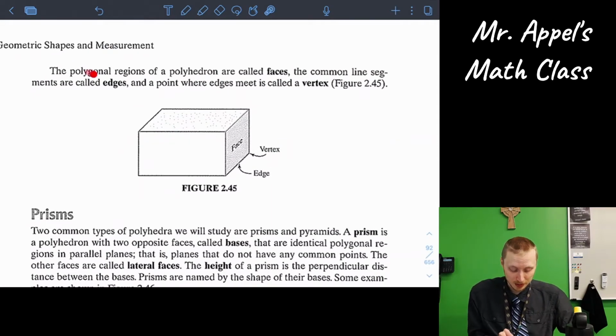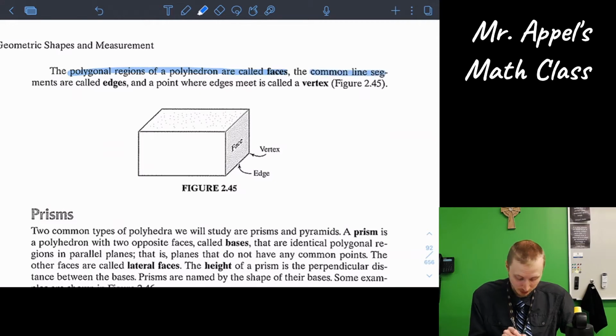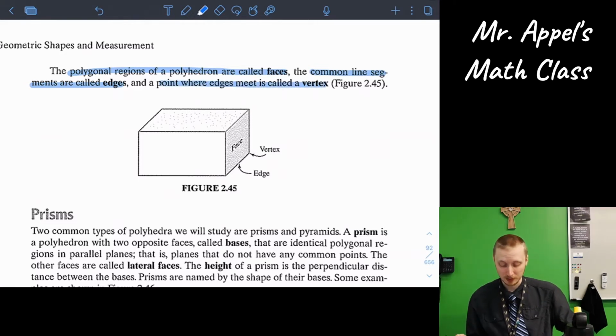All right, the polygonal regions of a polyhedron are called faces. The common line segments are called edges. Okay, so where the faces meet, you get an edge. And a point where edges meet is called a vertex. Okay, faces meet to create edges, and then edges meet to create vertices. So you have a face, edge, edge, and vertex where the two edges meet. Vertices are the same as the vertices were on the polygon.